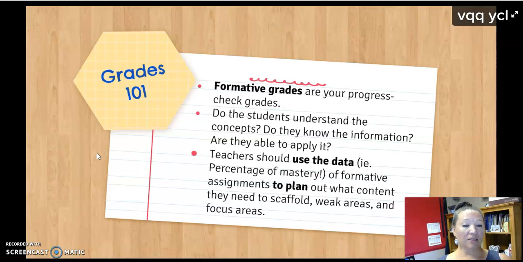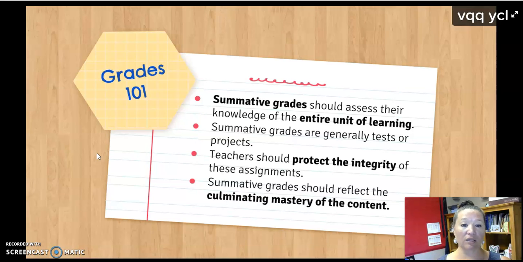So formative grades, this is kind of your basic knowledge base of grades. Formative grades are those progress checks. Do they understand the concepts? Do they know the information? And then you need to take this data, process it, and this will help you plan out what they need to know. So if students aren't learning what you need them to know, or they're struggling, or they have misconceptions, this is where we need to scaffold, and you can focus on weak areas and focus areas that you need to teach on.